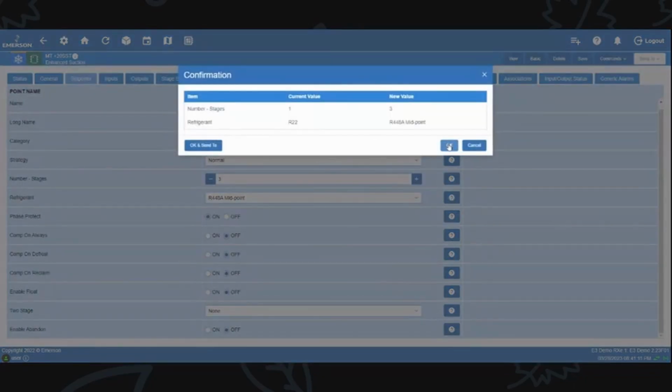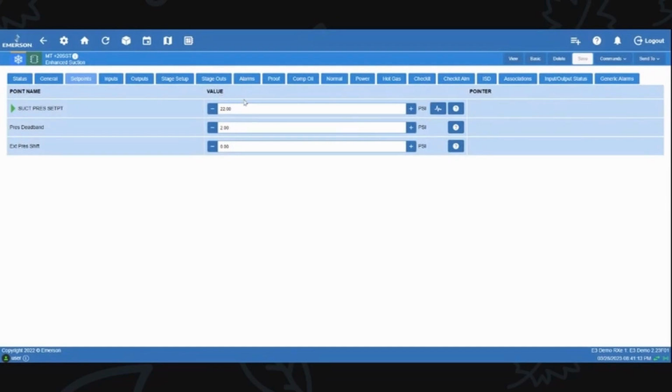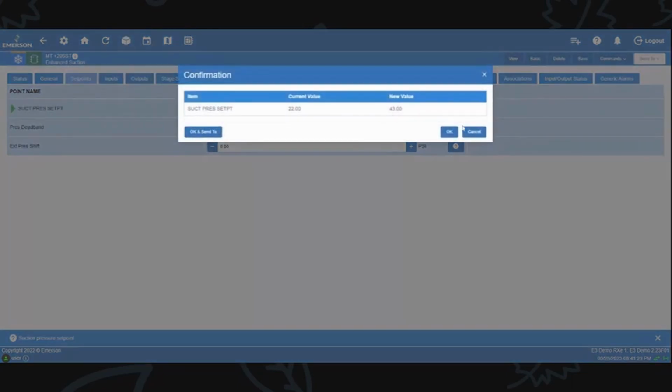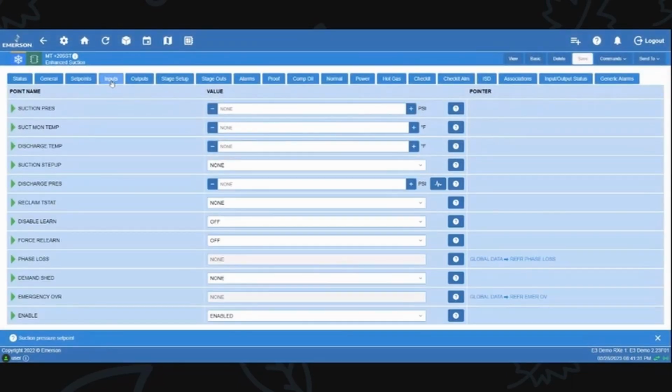Move on to set points. I don't know, plus 20 degrees, 448. I'm going to take a wild guess. Let's say 38 pounds. I'm sure that's... I was going to say 43. 43, perfect. We'll leave the pressure deadband as it is. Hit save. Inputs.